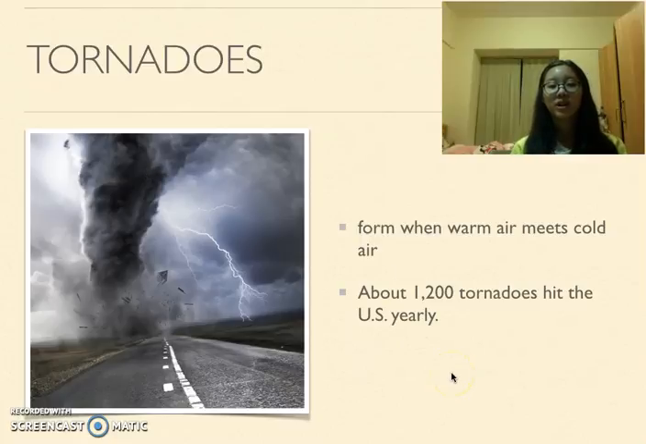The last word is tornadoes. A tornado is formed when warm air meets the cold air, and the warm air rises faster than the cold air, which forms a strong convective circulation. About 1,200 tornadoes hit the U.S. yearly, and a tornado can create a mass disaster and destroy.